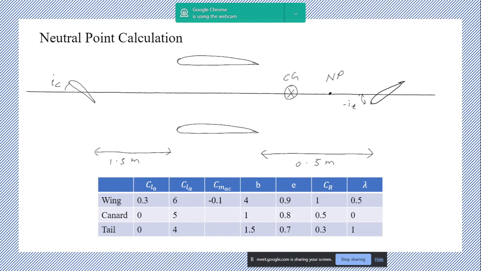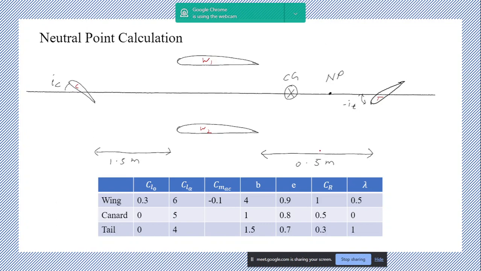So now we'll try to find out the neutral point of such a configuration. So what we can see here is there are two wings, one high wing, one low wing, right? So this is wing number 1, wing number 2. This is a canard and this is a tail. Okay. So and these are the values given to you. And the distance between the trailing edge of the canard and the leading edge of the wing is 1.5 meters. Distance between the trailing edge of the wing and the leading edge of the tail is 0.5 meters.